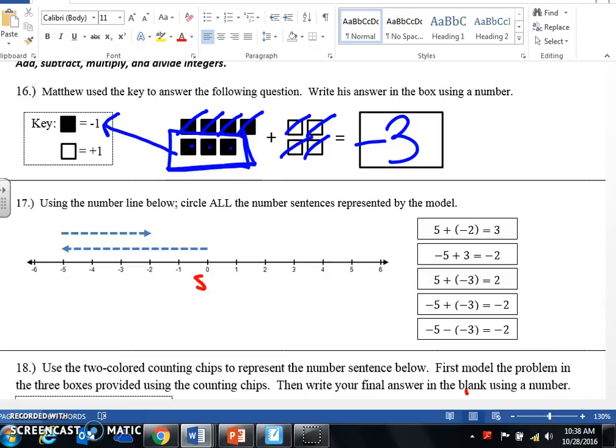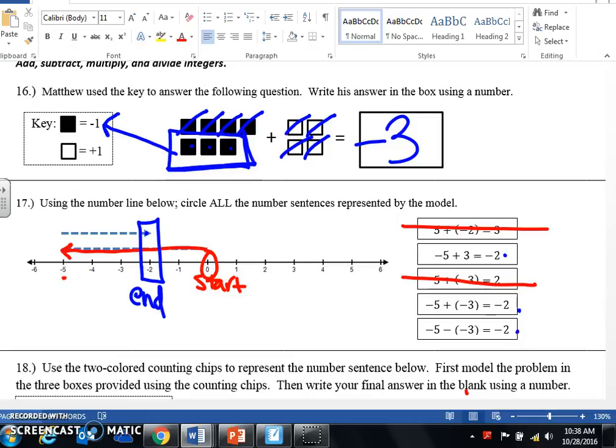Over here, we always start at 0. So here is our starting point, right here. Now we're going to go back 5. So the first number has to be -5. So instantly I can get rid of this one and this one, because those were +5. So they have to start with -5. Another thing is this is my end point. This is where it ended. So I know my answer has to be -2.